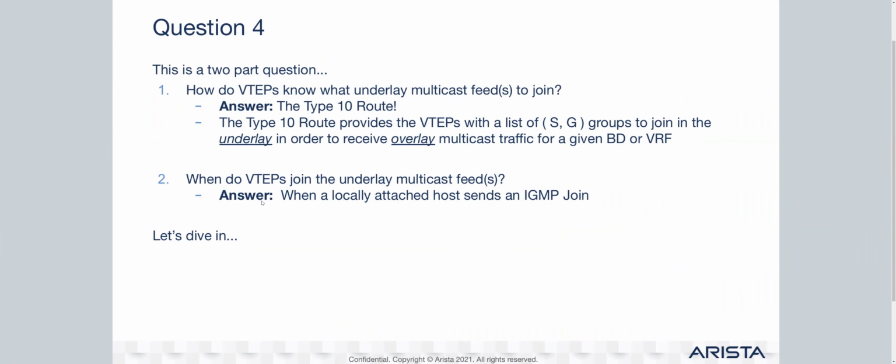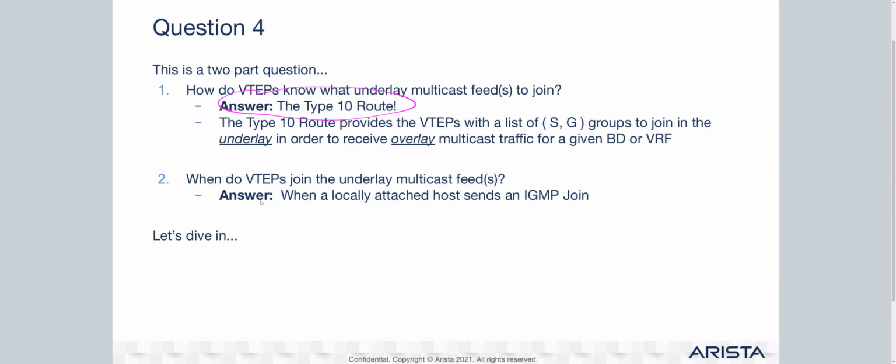In the interest of time, it's a 2-part question. How do the VTEPs know what underlay multicast feeds to join? If a VTEP says, "I have locally attached receivers. I want to receive overlay multicast traffic for VRF-A," what groups do I need to join in the underlay to get that traffic? The answer is right here, the type 10 route. It's kind of like the decoder ring. It gives us that overlay to underlay group mapping that the VTEP can use to make sure that it joins the proper underlay multicast groups to receive overlay multicast traffic.